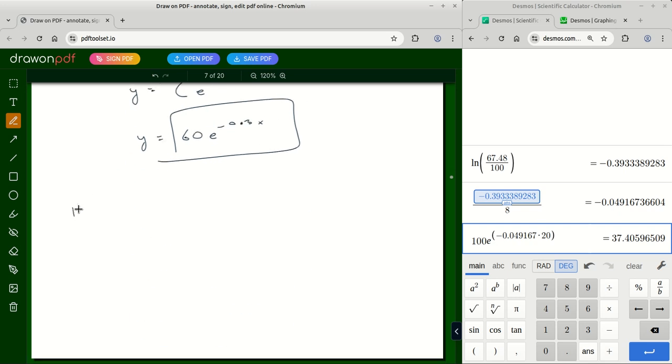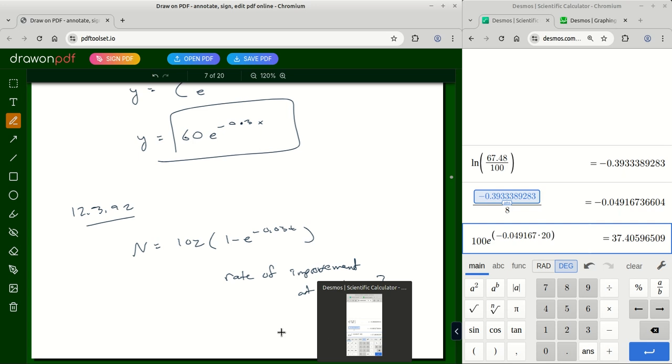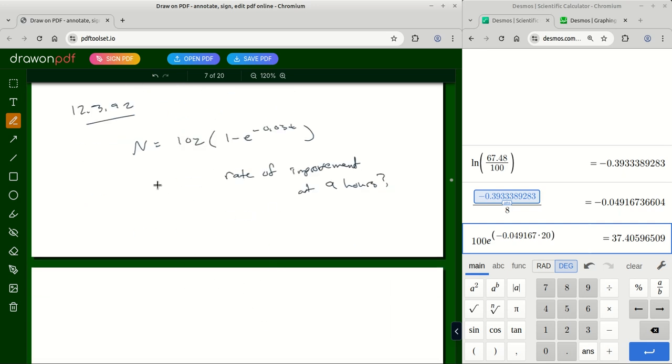I have one last problem. All right, that's a 102. Sorry, it doesn't look very good. Okay, it says, what is the rate of improvement at 9 hours? And then I think they want it also at 43 hours. They want n prime. So we're going to say n prime, the derivative of this guy.